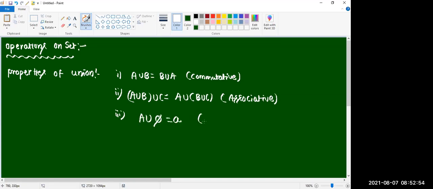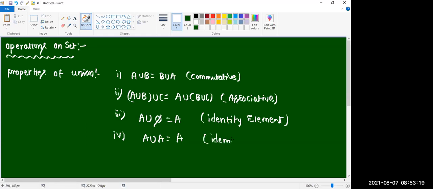Identity element. Phi is the identity element of A under union. Next one, A union A equal to A only. This is called idempotent.